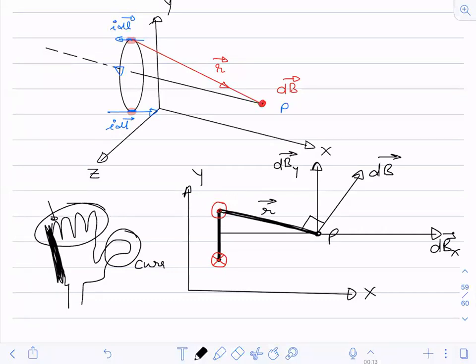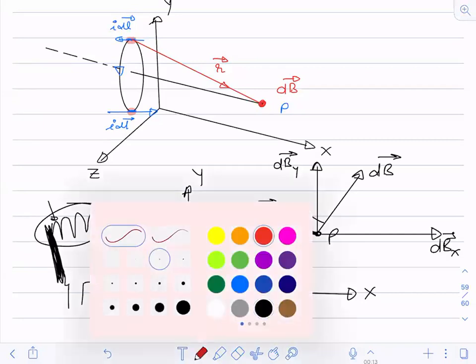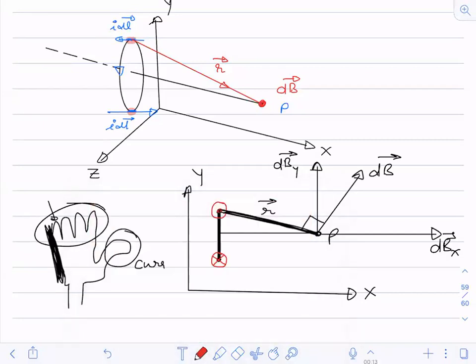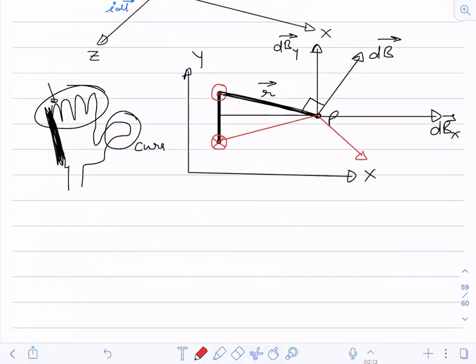Now, you have drawn dB due to the first element. If I draw it due to this element, where will the magnetic field be now? It will be in this direction. Yes or no? So for this, what do you have to do? For this also, I'm explaining. All those who have not understood how we got that direction, try to understand again.